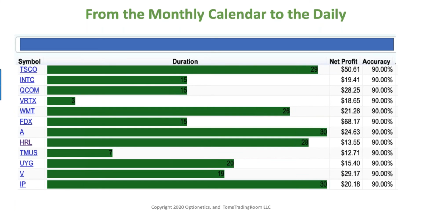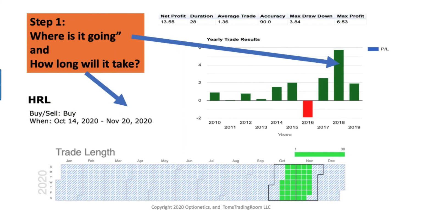Step three is that I go into the details of each particular stock, and I can open those up, and I ask myself two questions. Number one, where's it going? And number two, how long is it going to take to get there? And I can find that out based on history. And again, history is just patterns. It's not a guarantee, okay? But I follow patterns. That's what I do.